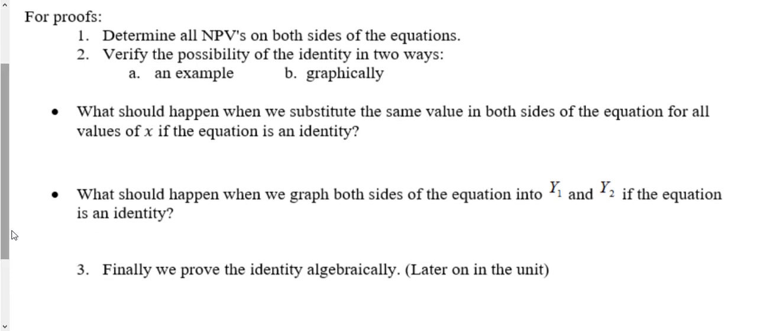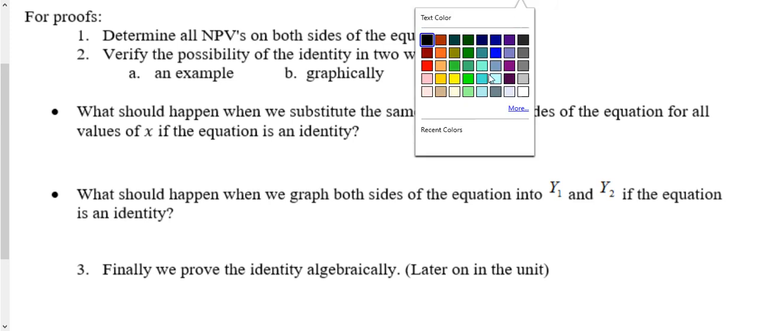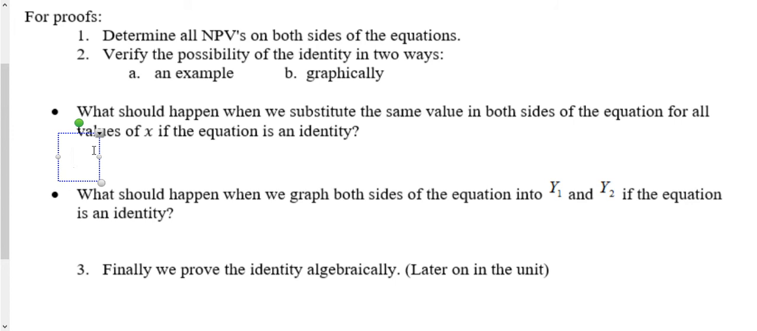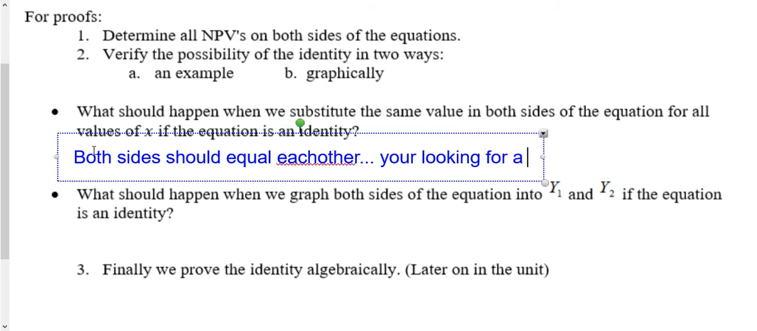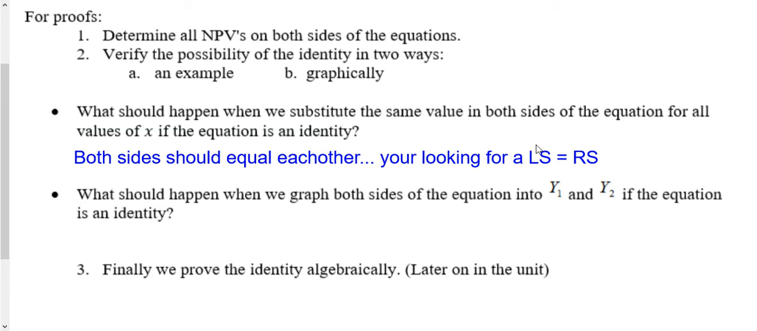We have here what should happen when we substitute the same values in both sides of the equation for all values of x. If the equation is an identity, both sides should equal. So that's what we're looking for, that both sides should equal. So let's quickly type that in. You're looking for left side equals right side. And literally this little section at the end here, you're looking for left side equals right side. So whatever your angle on the left is has to equal the right side.